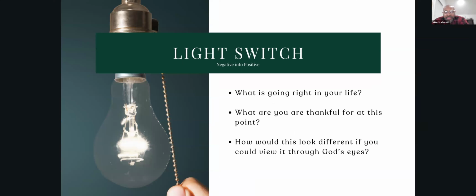And then light switch, like we talked about before. So turn negative into positive. This is a big one to master, because there's a lot of time your client will be in that pit. So questions like, what is going right in your life? What are you thankful for at this point? How would this look different if you could view it through God's eyes? You're getting rid of that negative darkness by turning the positive light on. You're fighting triggers.